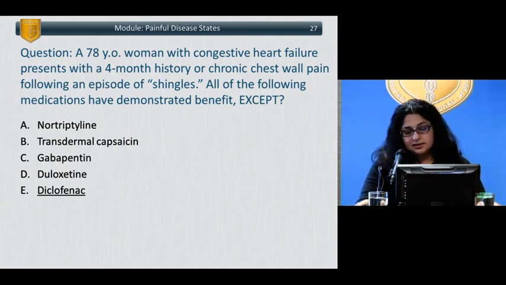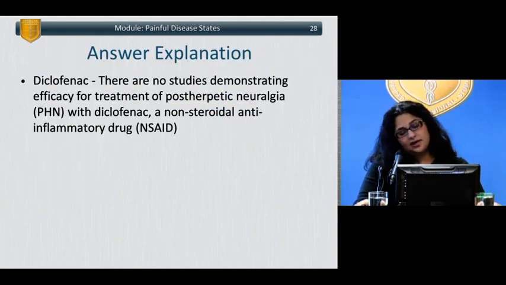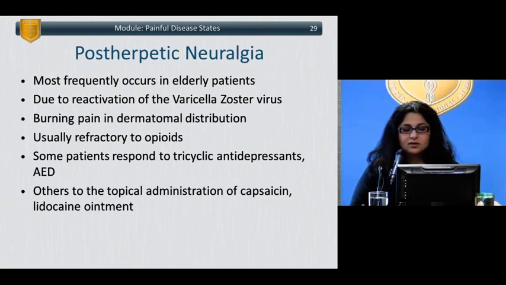Correct answer is E, diclofenac. Diclofenac is a non-selective, non-steroidal anti-inflammatory drug, and unfortunately the literature has not shown it to be effective in the treatment of postherpetic neuralgia. So what is postherpetic neuralgia?